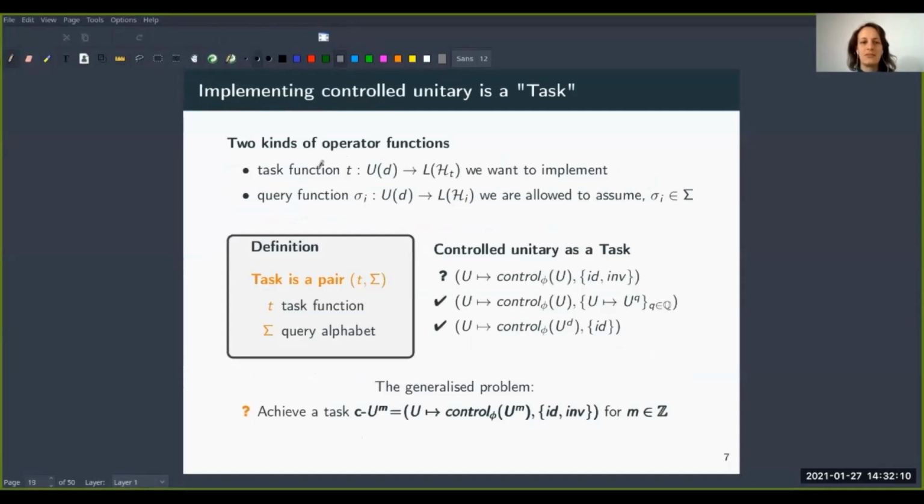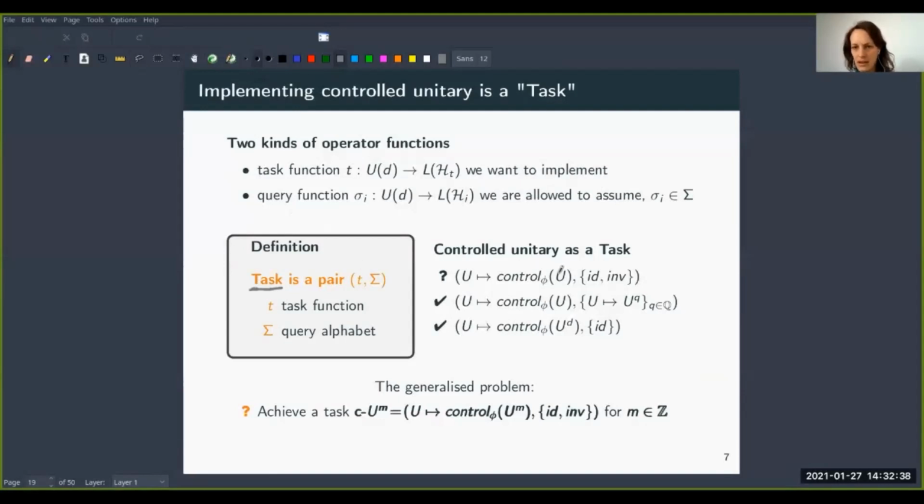So we've seen so far two kinds of operator functions: those that we want to implement, which are called task functions, and those that we are allowed to assume, which are called query functions, and they are collected in the query alphabet. Then to fully characterize a problem that we want to solve, we need both the task function and the query alphabet, and I will call the pair a task.